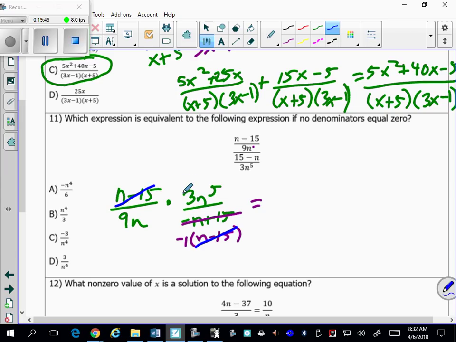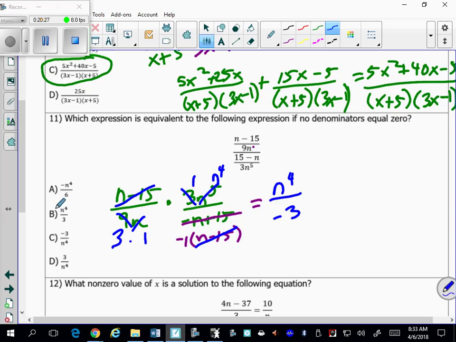3/9 can reduce down to 1/3, and n to the 5th over n can reduce down, divide each one by n. So we have 3 times 1 now. In the numerator, we have 1 times n to the fourth, which is n to the fourth. And in the denominator, we have 3 times 1 times negative 1, which is negative 3. Looking at the answers, none of the answers have negative denominators, so we just slide that negative up to the numerator, and we get none of the answers. Well, that's odd. So we'll just put a negative on one of them. So it'd be like B with a negative on it.